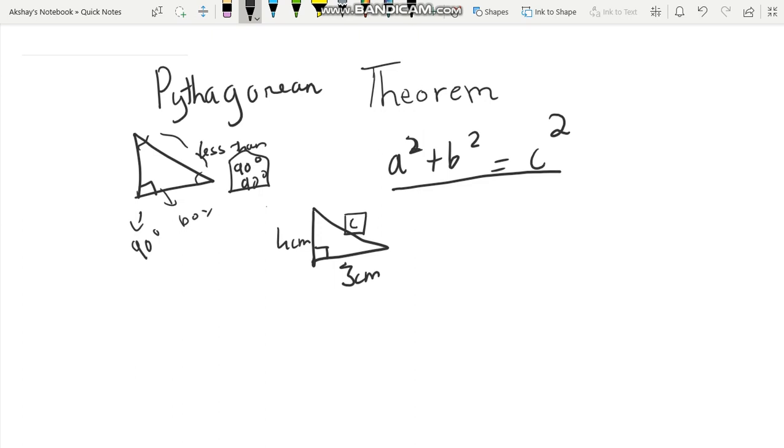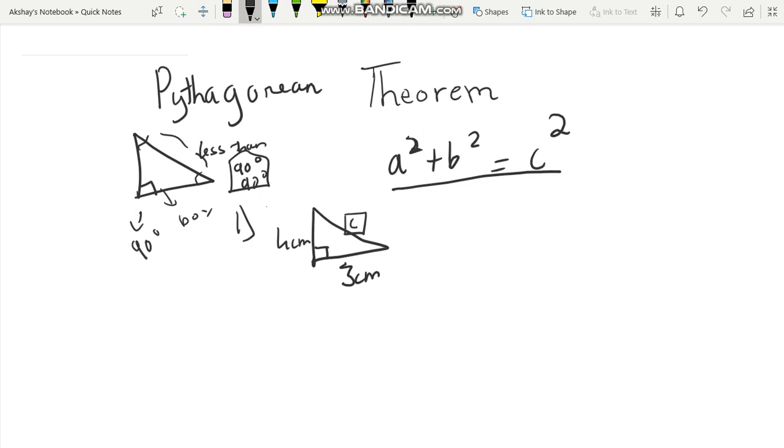So why not go ahead and solve this? This will be our first example. A and B can be any of the sides except the hypotenuse. The hypotenuse is always C. It always has to be substituted for C. In this case, we have 4 and 3. So I'm going to use A as 4. I'm going to represent A by 4.